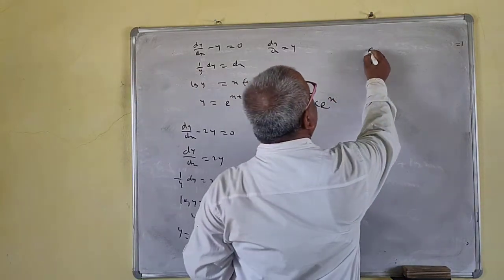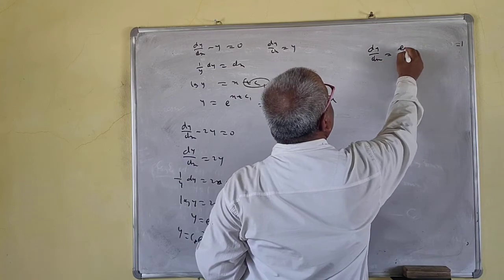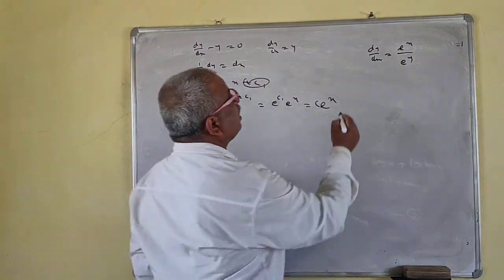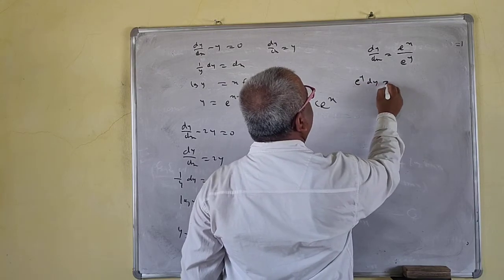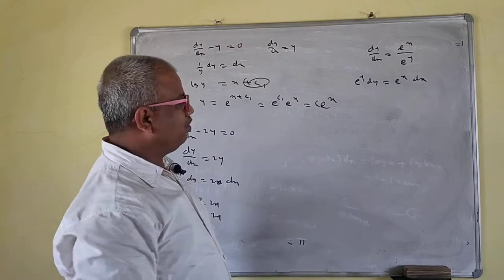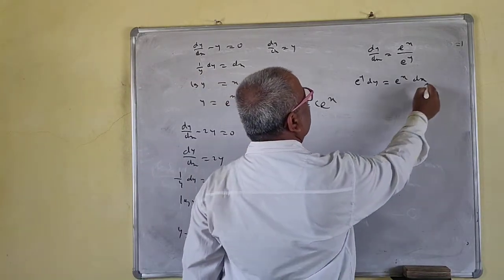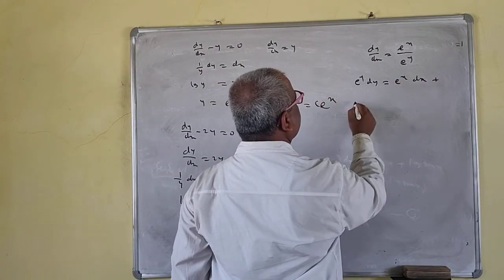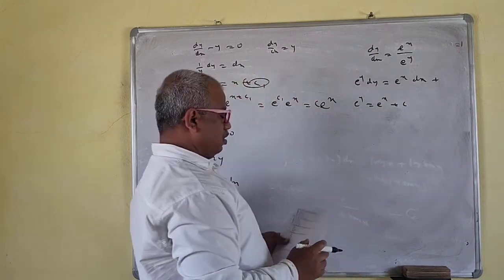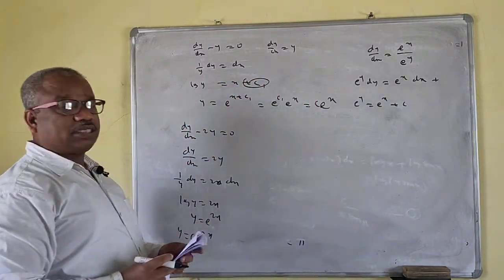Suppose this differential equation dy by dx is equal to e raised to x upon e raised to y. So what is that then? This is e raised to y dy is equal to e raised to x dx. So directly we can do this one. Integrating this, e raised to y is equal to e raised to x plus c1. So this will be the general solution.